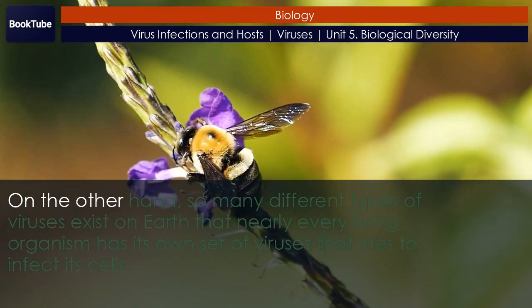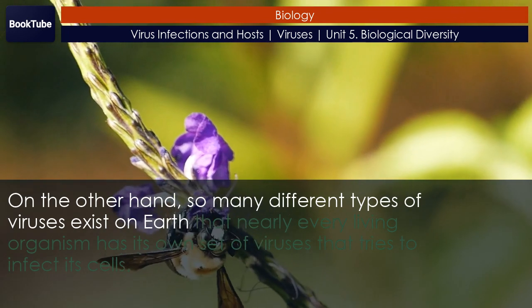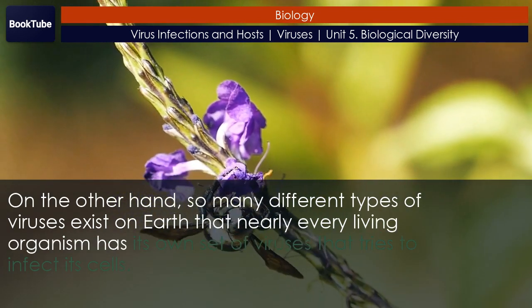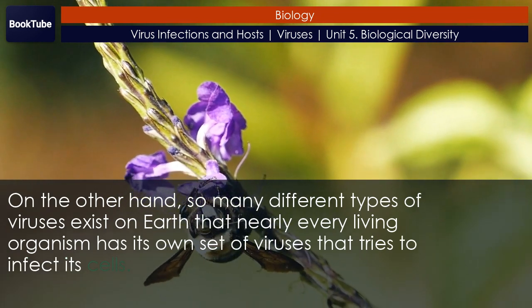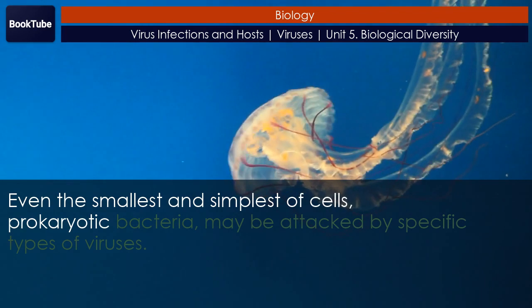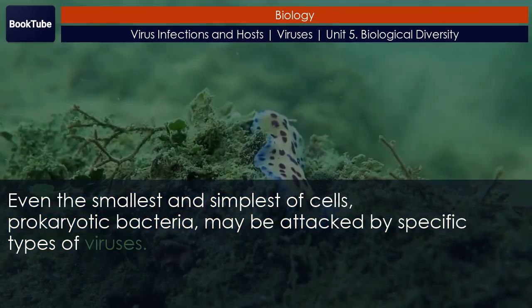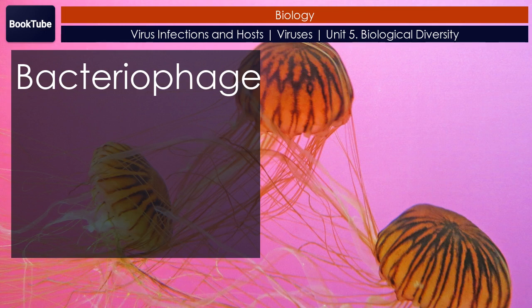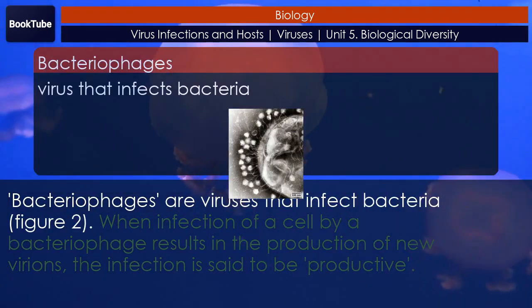On the other hand, so many different types of viruses exist on Earth that nearly every living organism has its own set of viruses that tries to infect its cells. Even the smallest and simplest of cells, prokaryotic bacteria, may be attacked by specific types of viruses. Bacteriophages. Bacteriophages are viruses that infect bacteria.